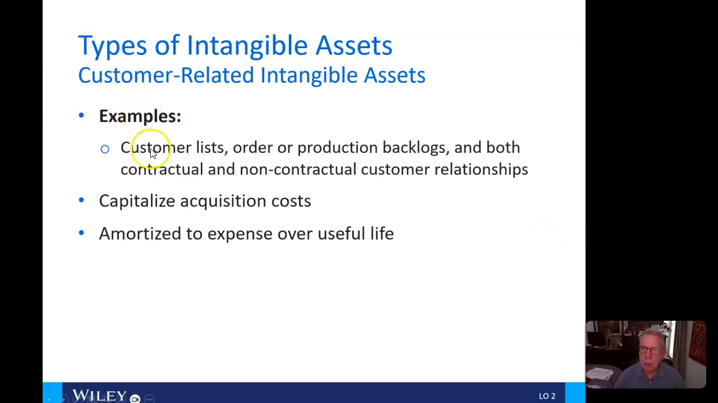Okay, customer-related intangibles. This includes customer lists, order or production backlogs, both contractual and non-contractual customer relationships. Here we're going to capitalize the acquisition cost and amortize to expense over its useful life.